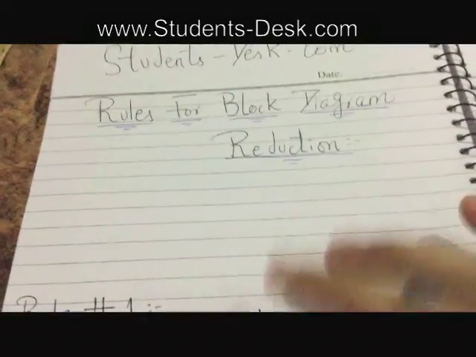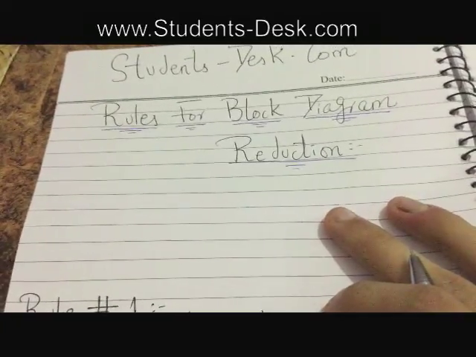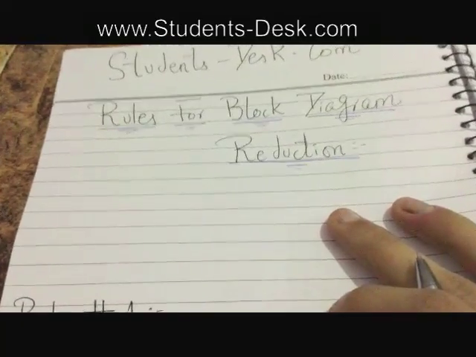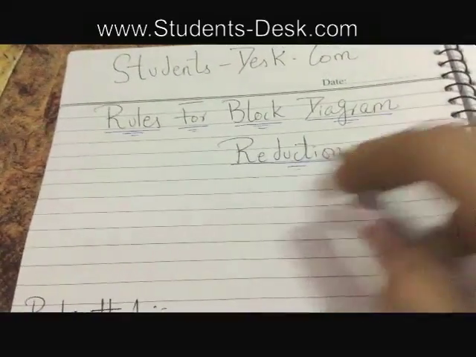The topic is rules for block diagram reduction. Now we can reduce the block diagram into a simplified form. If the block diagram is very complicated, then it will be difficult to understand it. So we can reduce and simplify it by using these rules.